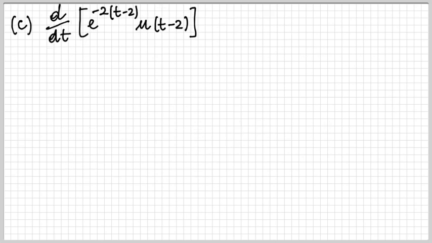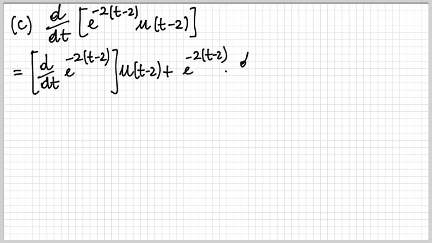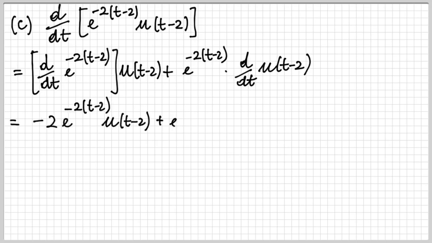In this exercise, we need to calculate the derivative of a product between two signals. As you know, this can be calculated as the derivative of the first one times the second one plus the first one times the derivative of the second one. So the first part is quite straightforward because the derivative of an exponential is something we're all familiar with. What about the second part?